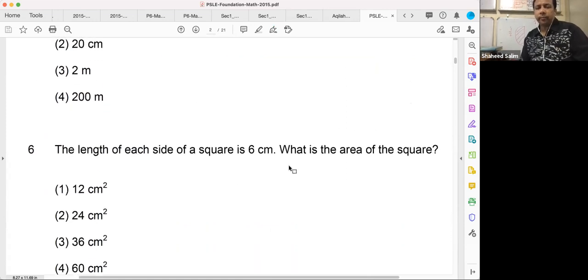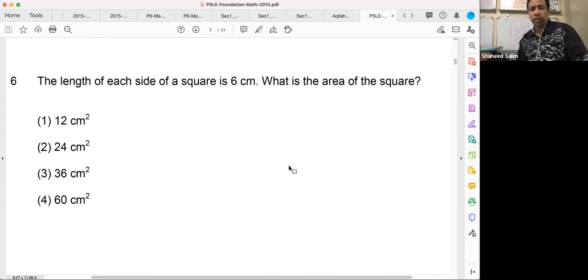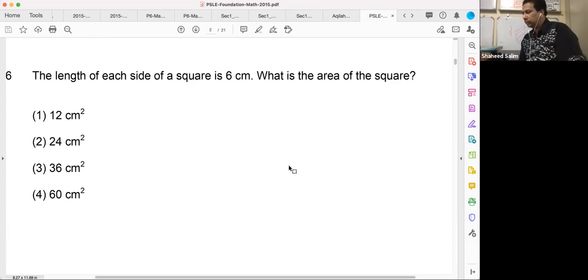Well done. Notice, foundation is very easy. You can score. You can score. So your answer is 3, is it? Sorry, no, not 3. That was the earlier one. Answer is 2.